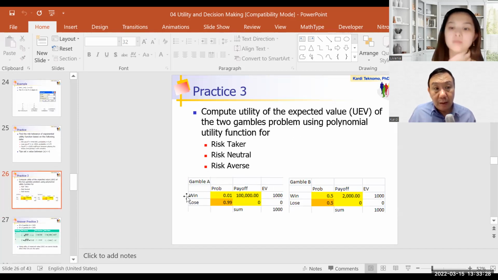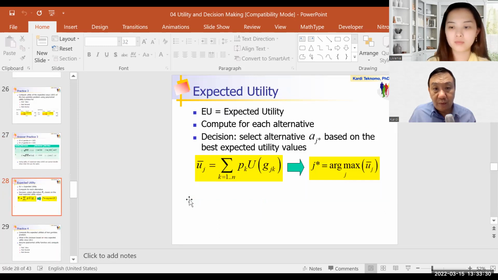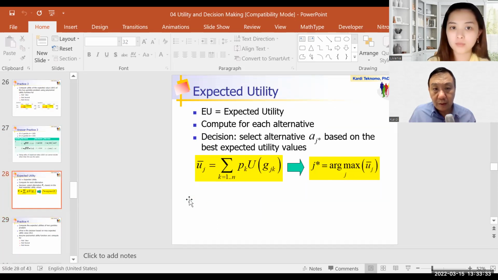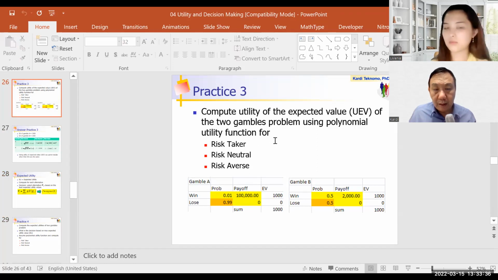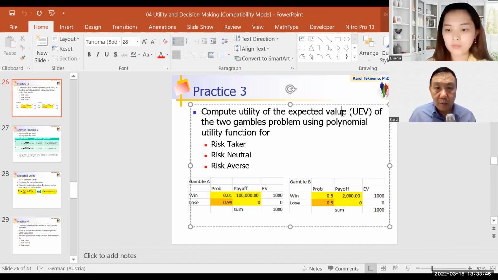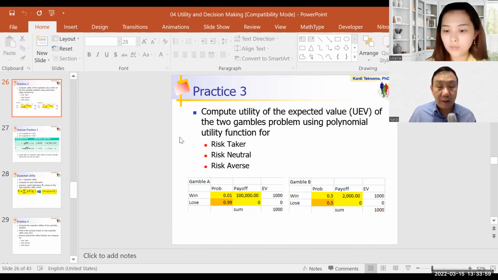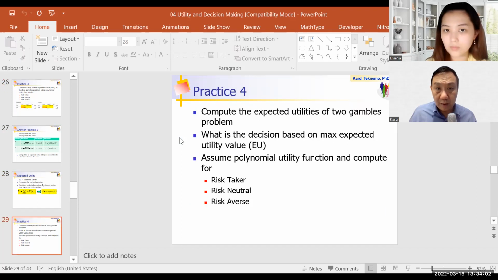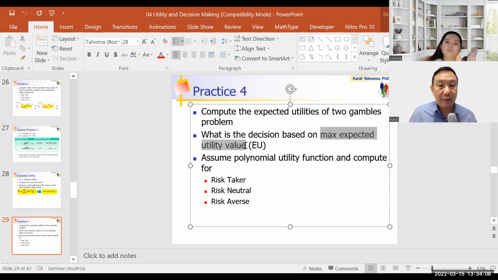Now in practice 3 and 4, you can try. In practice 3, the purpose of this practice is to show you what is called the utility of the expected value. So this is in here. I want to calculate the utility of the expected value, UEV, right? In practice 4, I want you to calculate the expected utility value.